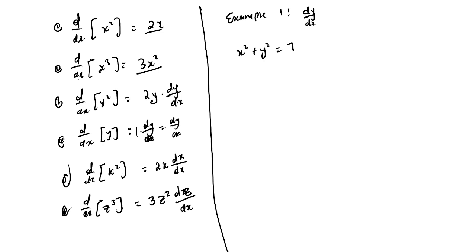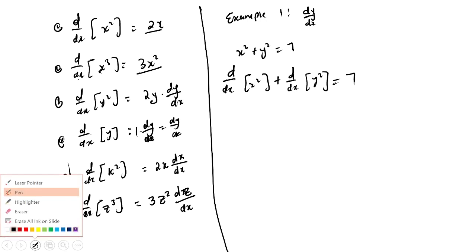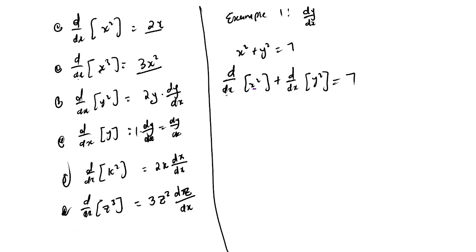So let's take the derivative of each term in this function. So we're going to say d over dx of x squared plus d over dx of y squared, which is equal to 7. We know that now we are required to take the derivative of x with respect to x, so it's going to be 2x.